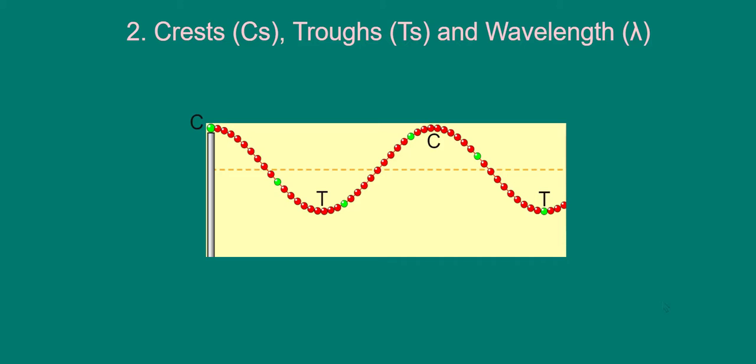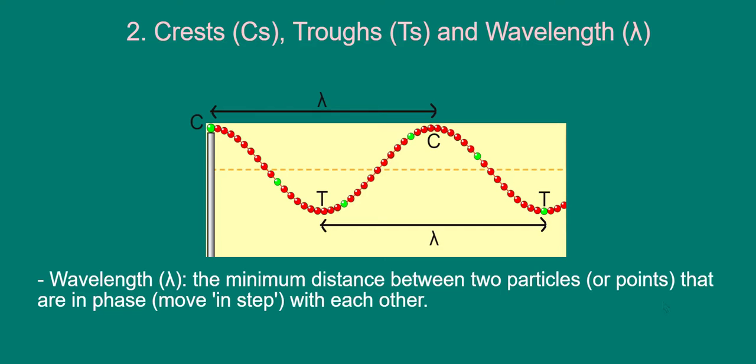The minimum distance between two particles that are in phase with each other is known as the wavelength. We use the Greek letter lambda to represent the wavelength of a wave. You can see that two neighboring or adjacent crests are separated by a wavelength, as are two neighboring troughs. You can think of the wavelength as being how far we have to move to go through one cycle in the repeating wave pattern. Let's make a note of the definition of the wavelength.